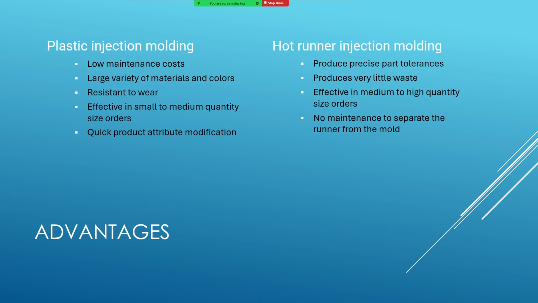So for the advantages of plastic injection molding, we have low maintenance costs because of its simpler design and it has fewer components. There's a large variety of materials and colors, and since heat's not being used, you don't have to worry about the product's color bleeding or the heat sensitivity of the product. They are resistant to wear. Like I said, there's few moving parts and they don't require much maintenance.